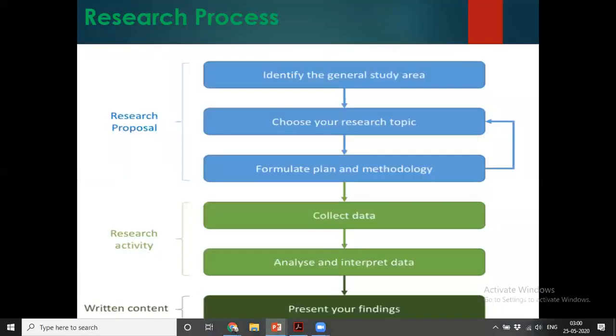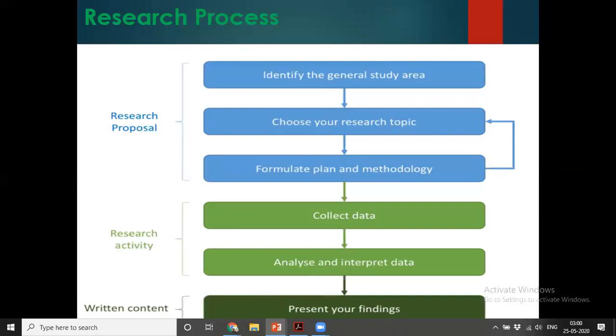Now, this is the research process. It has been broadly classified into three types: one is your research proposal, then research activity, then the written content. What does research proposal mean? First thing is that you have to generalize your research area, on which area you want to work. That is very vital, and it must be from your area of interest. Then choose your research topic, and that research topic should be from your area of interest.